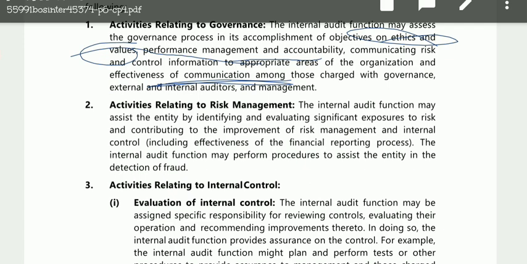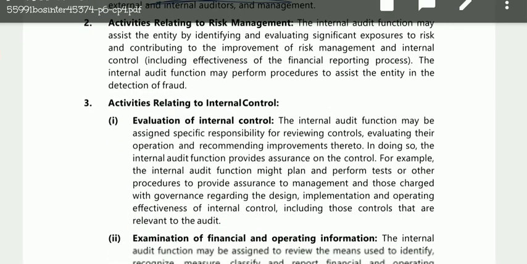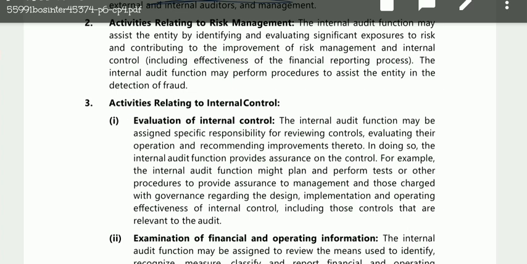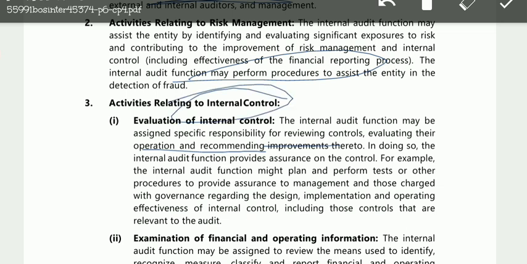Now the third point is activities relating to internal control. First they will do the evaluation of the internal control. The internal audit function may be assigned a specific responsibility for reviewing controls. They will review the controls, evaluate their operation and recommend improvements. Here they are basically checking which areas have higher risk or lower risk, and they are checking the internal controls being implemented to reduce the risk in the entity. In doing so, the internal audit function provides assurance on the controls.